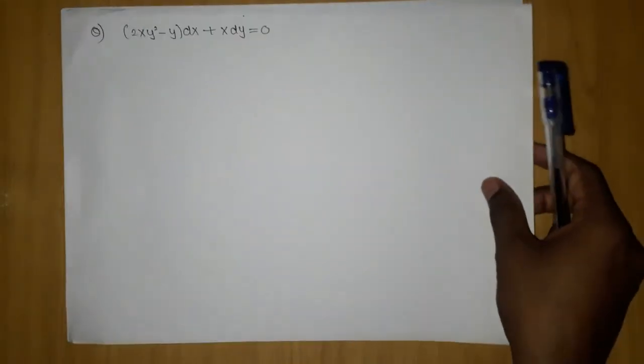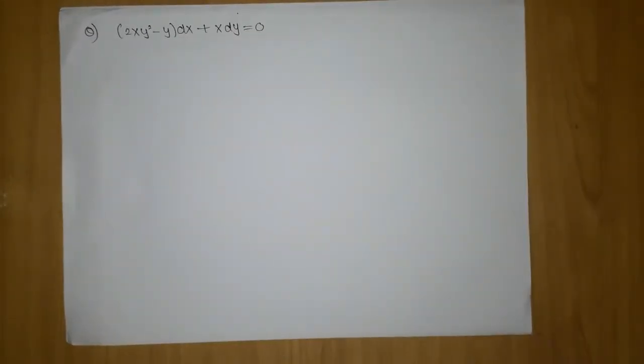Now let's move on to the next problem. The next problem which we are going to take is as follows. The problem says (2xy² − y) dx + x dy = 0. So how are we going to solve this?